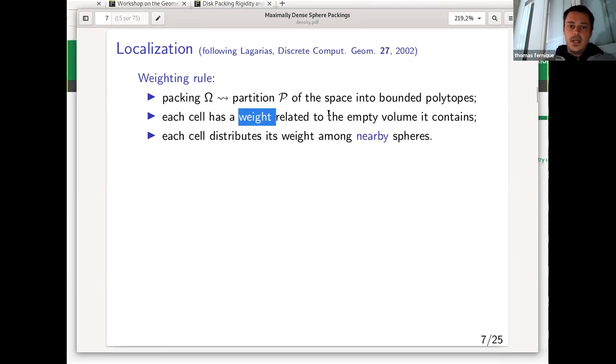So each cell has a weight. And then the cells can distribute their weight among nearby spheres. What does it mean, nearby spheres? You have some constant, and you can give weight to the spheres which are within distance no more than this constant. It's very important because you want to transform your global problem into a local problem in order to tackle it.